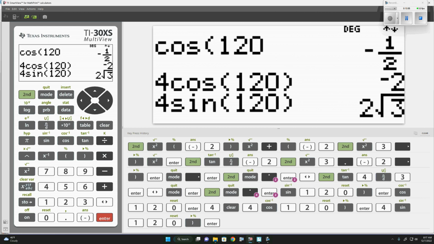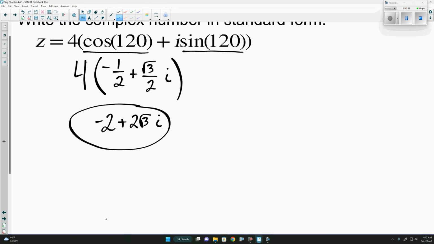Questions on this here? Yeah, it wasn't until I taught this for the first time that I realized it's just plugging it in and you get your answer. That's it. We got it back into rectangular.